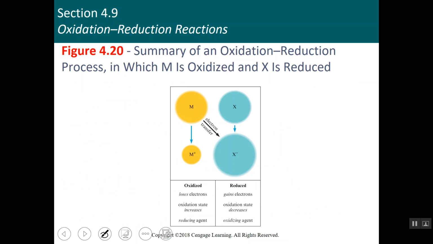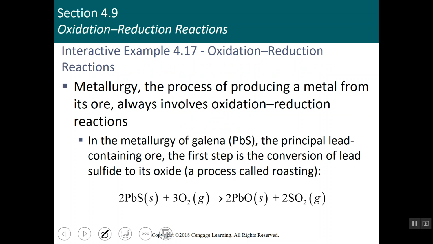Okay. This little diagram summarizes what's happening in an oxidation reduction reaction. So this next example talks us through basically a real life process. When we produce a metal from its ore, it's called metallurgy. It always involves an oxidation reduction reaction. So what you have is a metal that's in a compound, and we want the metal all by itself. So in this particular process, we have galena, and we're going to convert it first to lead sulfide.